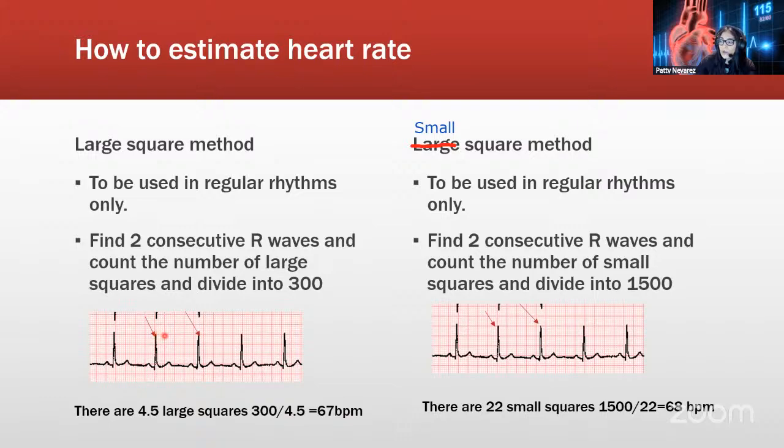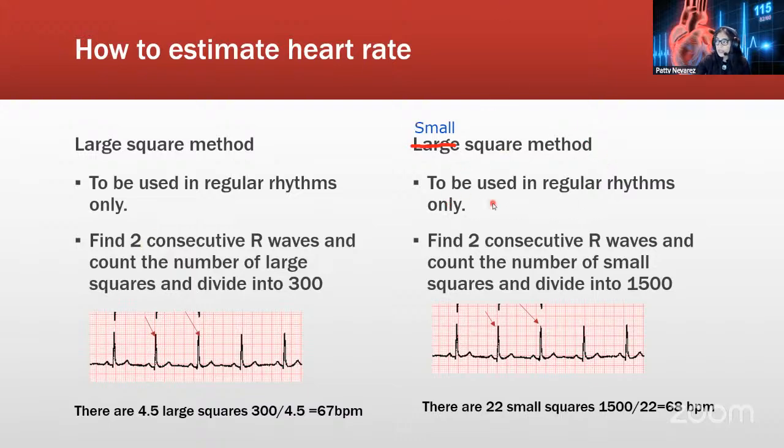So it's going to be 1, 2, 3, 4.5 approximately. So I'm going to have 4.5 large squares, and we're going to divide 300 by 4.5, and my heart rate is going to be 67 beats per minute. This method is more accurate than the 6-second, but if we want to have a better number or more specific number, we're going to go to the small square method.